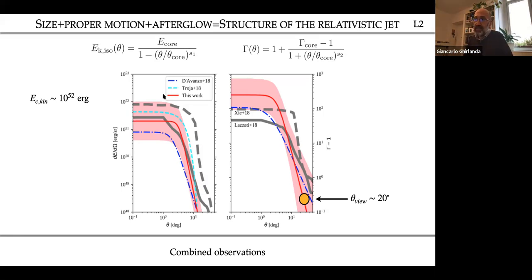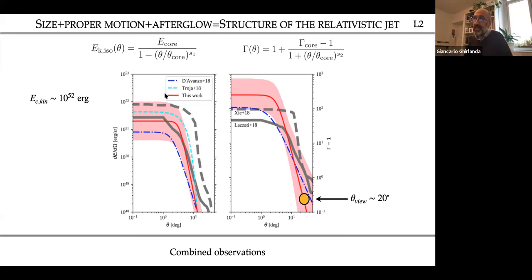So we derive that these three pieces of observations could be well described by a structured jet, whose structure in this case is described by a power law, and we found results for the core energy of the jet and the jet core opening angle, which is consistent with the values I showed you before. So it's 10 to the 52 for the kinetic energy of the core, 3.4 for the opening angle of the core.